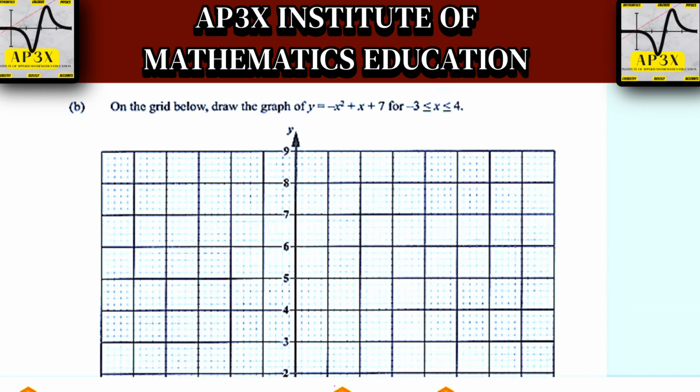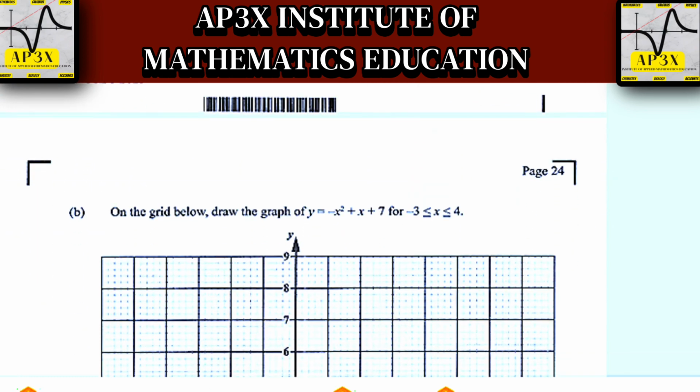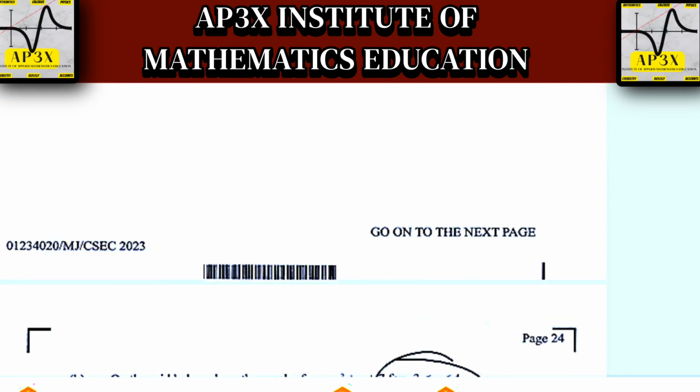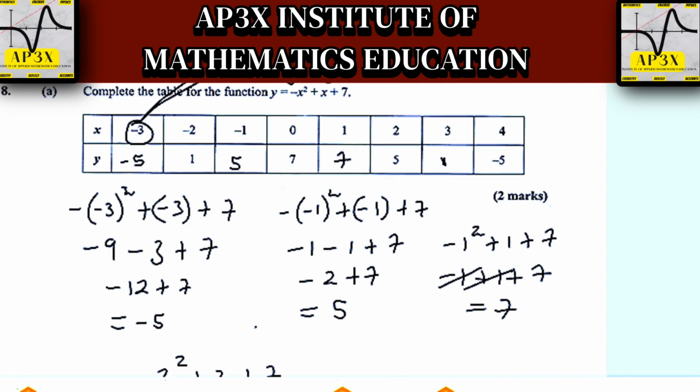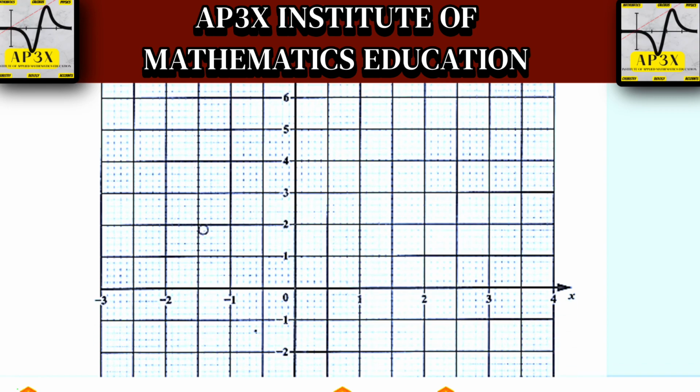Now it says on the grid below, draw the graph of negative x squared plus x plus 7, and you are to use the domain minus 3 less than or equal to x, and at the same time less than or equal to 4. So basically what they're trying to say here, students, is that you're just going to be plotting the points that are actually in the table here. So minus 3 matches to minus 5, minus 2 to 1, minus 1 to 5, 0 to 7, and so on and so forth. So let's take our time and do our plot. It's so fortunate for us here that they have already drawn our axes for us.